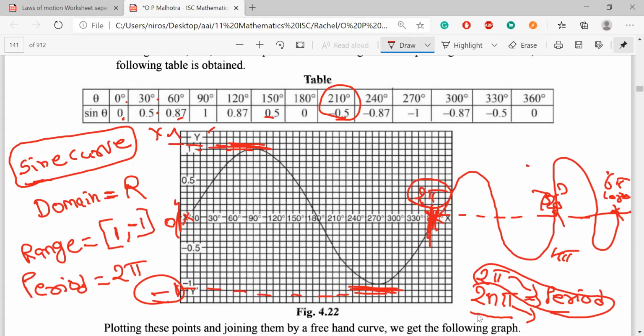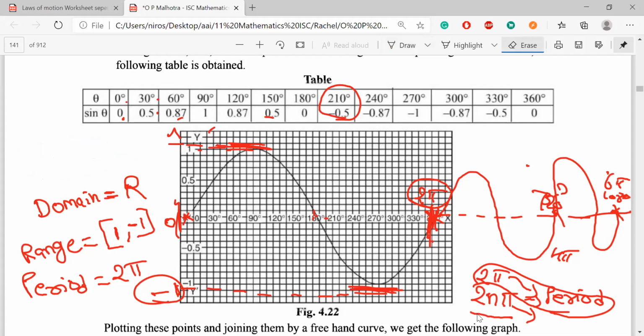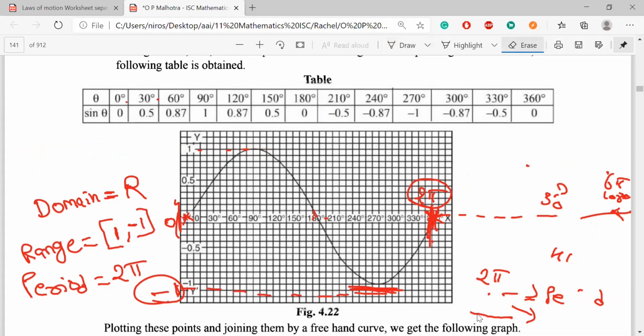The graph is important. When you see this graph, we can directly tell whether it is positive or negative. From 0 to 180, it is always positive. From 180 to 360, it is negative. And this range, codomain, and the periods, they are important. This is the sine curve. In the same way, we'll study for cos and tan.